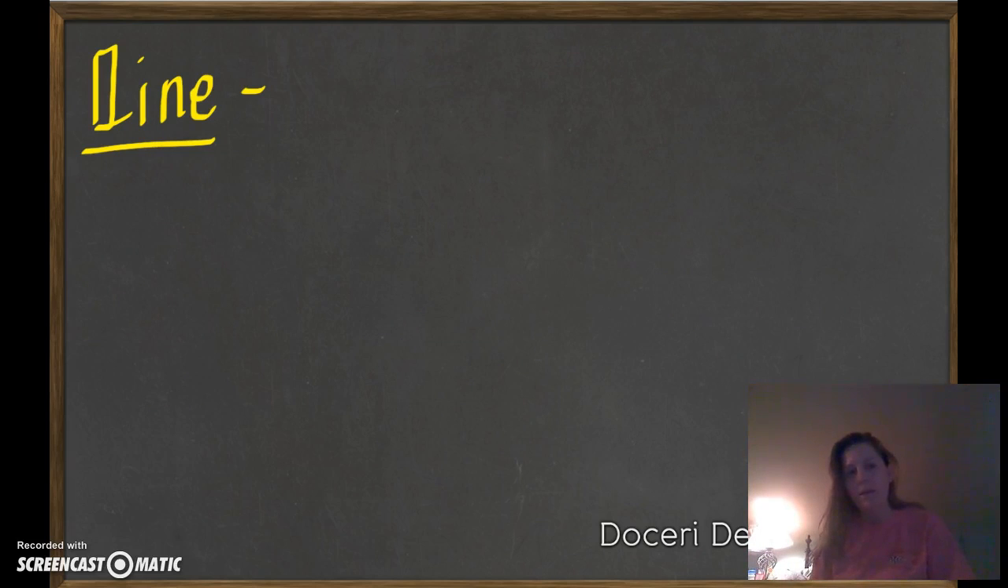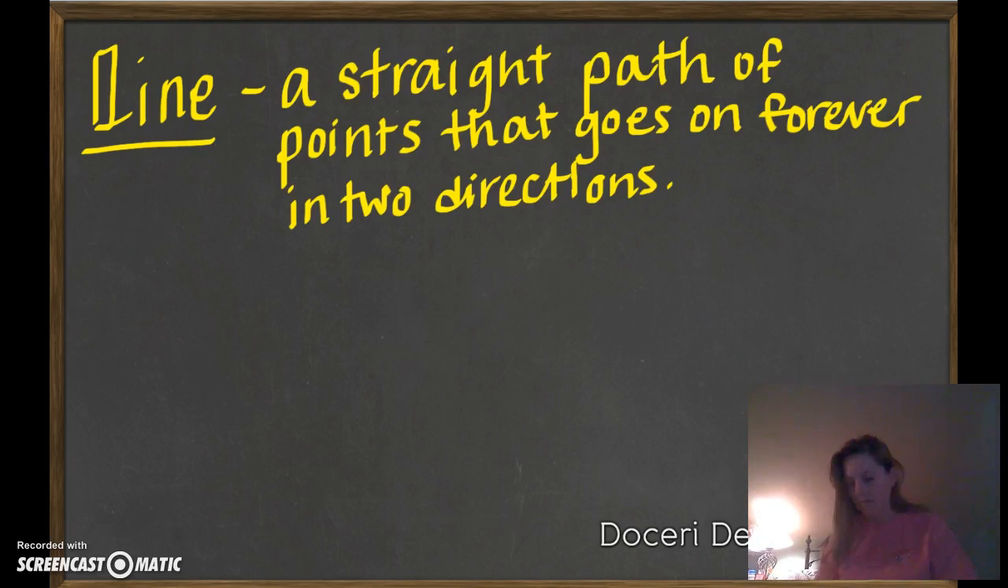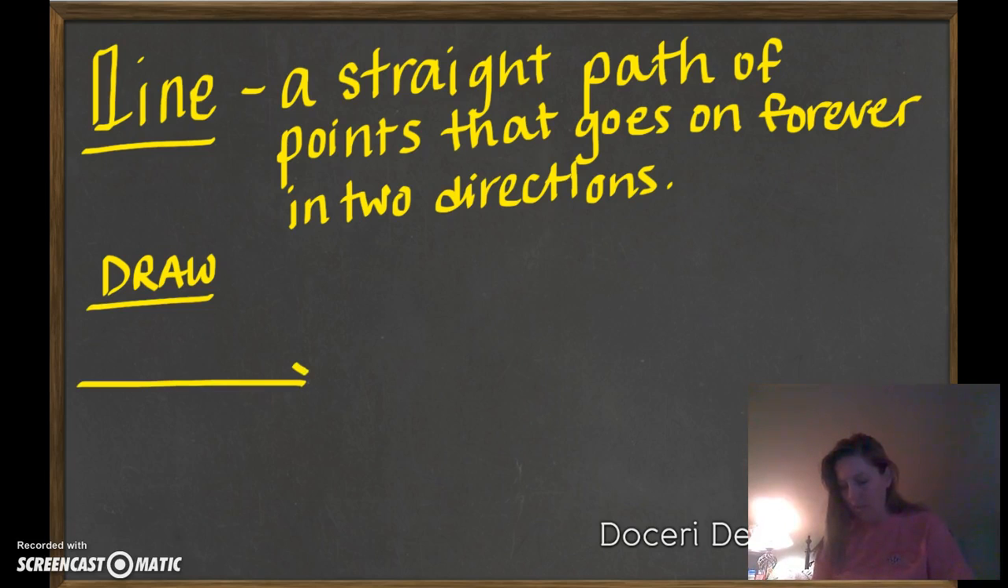The next item that we're going to talk about is a line. And a line is a straight path of points that goes on forever in 2 directions. And if you were drawing a line, you would notice you have the arrows at the end to indicate that that line goes on forever in both directions.